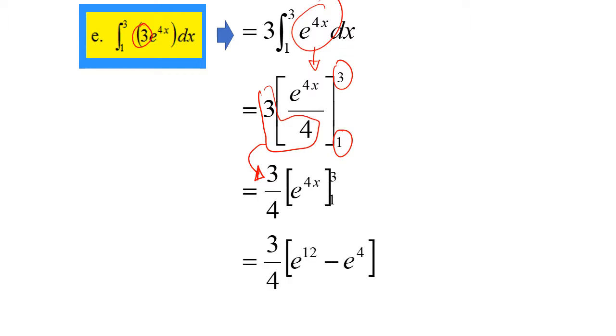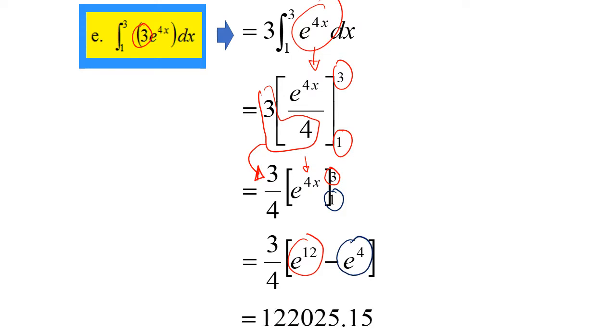The next one, we have to substitute the limits. First, when x is equal to 3, we substitute into the inside function e to the power of 4x, so it will be equal to e to the power of 12, minus when x is equal to 1. When we substitute x equal to 1 into this function, e to the power of 4x, it will be equal to e to the power of 4.